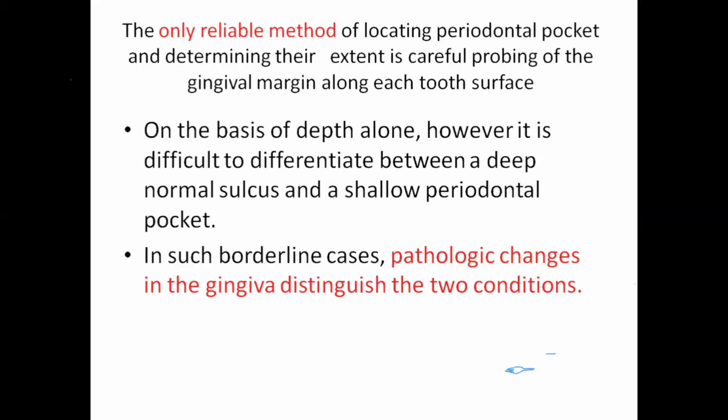The only reliable method of locating a periodontal pocket and determining its extent is careful probing of the gingival margin along each tooth surface. On the basis of depth alone, however, it is difficult to differentiate between a deep normal sulcus and a shallow periodontal pocket. I will explain what it means. It means that there can be a gingival sulcus which is deep, but healthy. It can be differentiated from a periodontal pocket, which shows signs and symptoms of periodontal inflammation. I hope I have made it very clear.